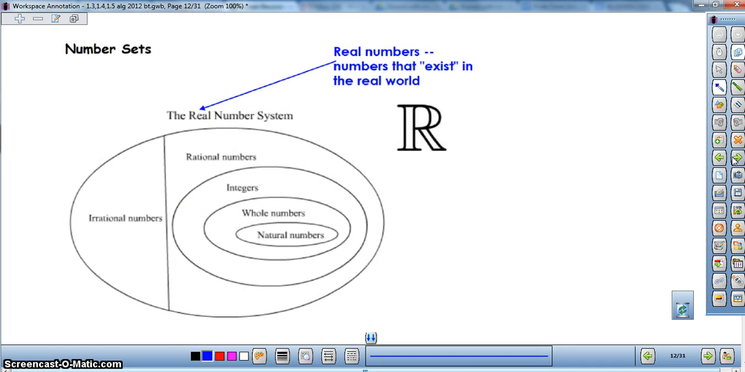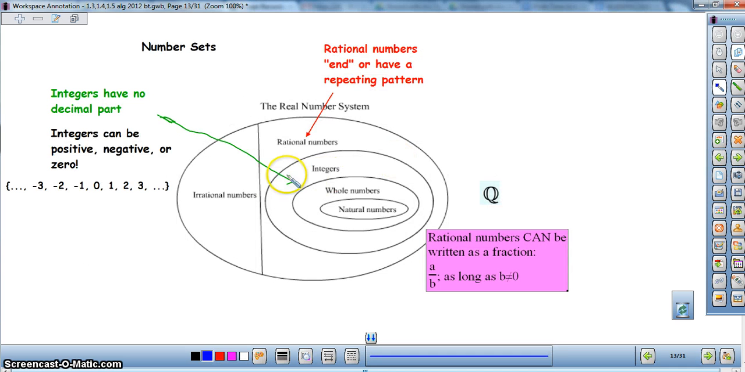We've talked through the sets of numbers. This is really important. I'm going to show you all the sets. Real numbers is every number in our number line. Then we start getting more specific with our rational numbers. They are numbers that end or have a repeating pattern. When you think of a rational number, it can always be written as a fraction, a over b, as long as b is not 0.